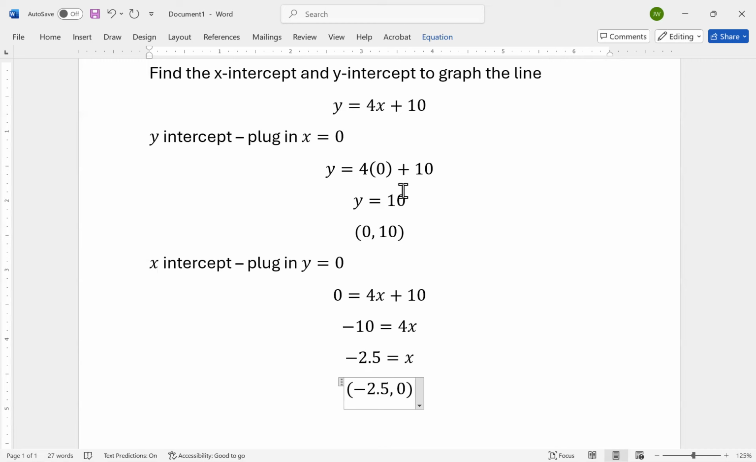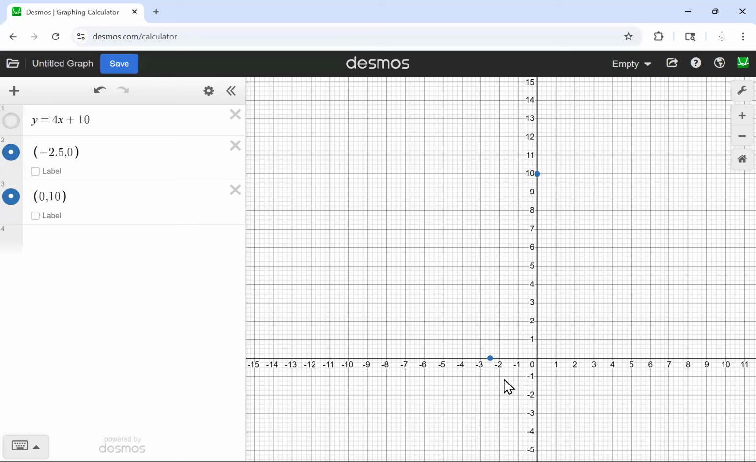Let's go ahead and graph the line using just those 2 values. Here's the point 0, 10 graphed on my Cartesian coordinate plane. Here's the point -2.5, 0 graphed. If I connect those dots and extend that, then I get the graph of my equation. So that's the graph of y equals 4x plus 10, the graph of that line.